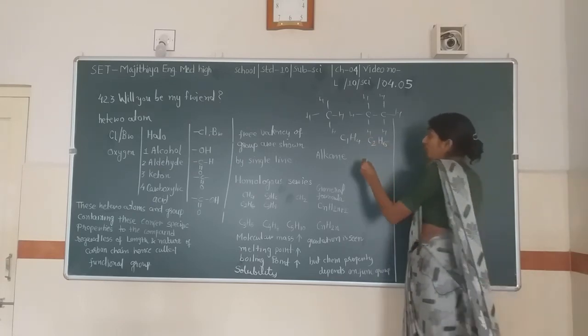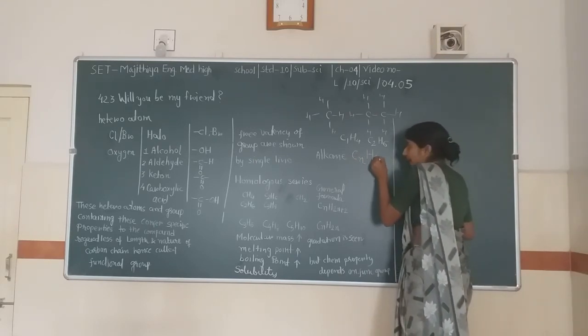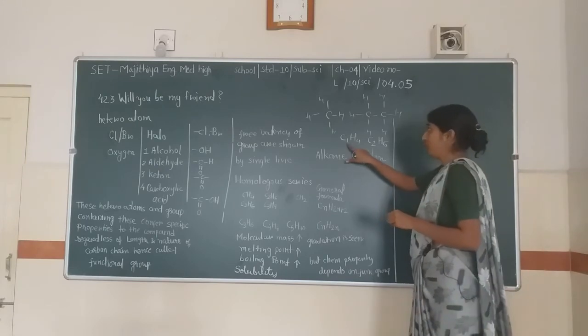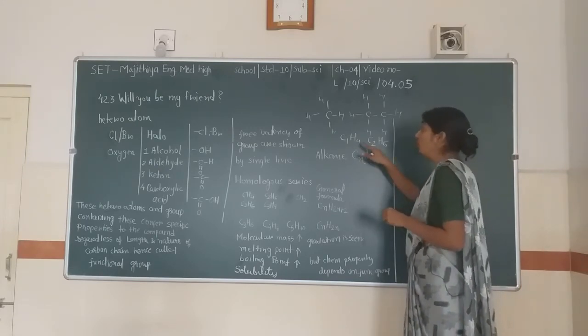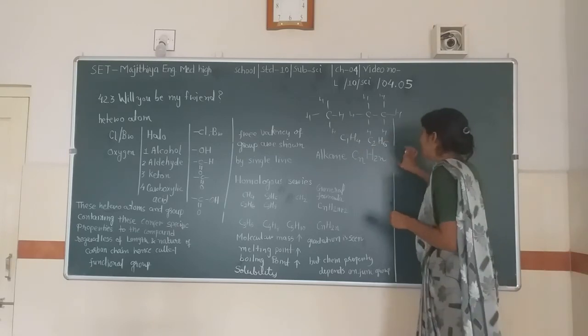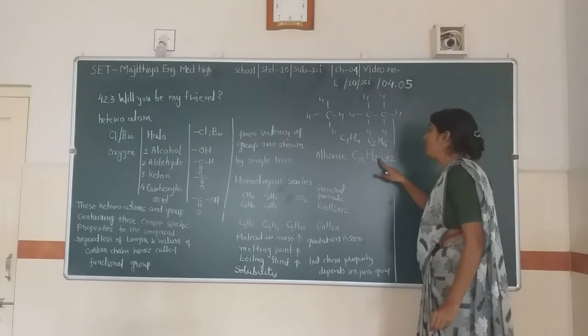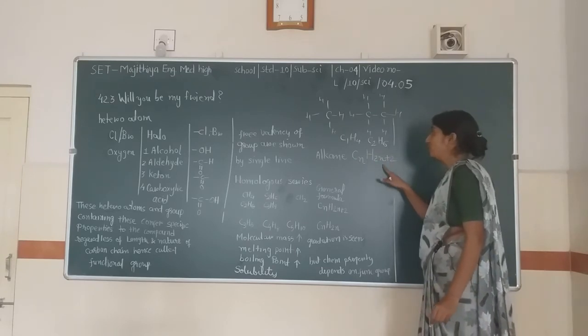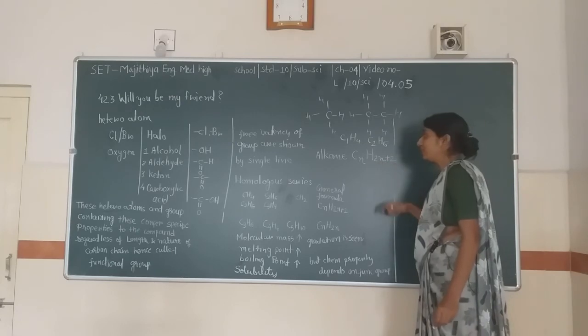So the formula is CnH2n. Let's see. For n equal to 1, 2 times 1 is 2. We need 4. So we will just add plus 2. So the formula is CnH2n+2. C1H2: 1 times 2 is 2, plus 2 is 4. C equal to 2: 2 times 2 is 4, plus 2 is 6.